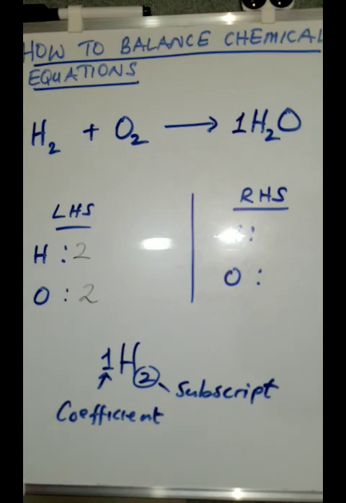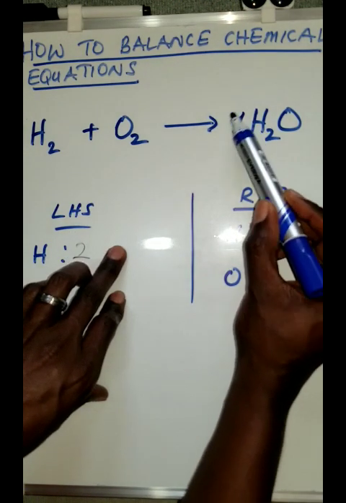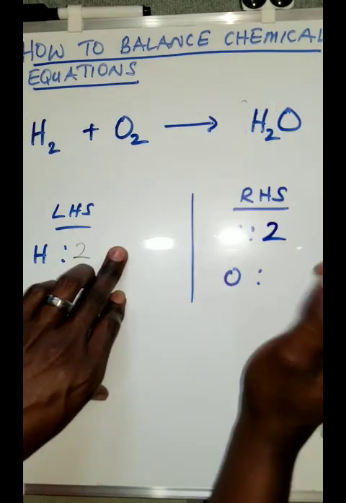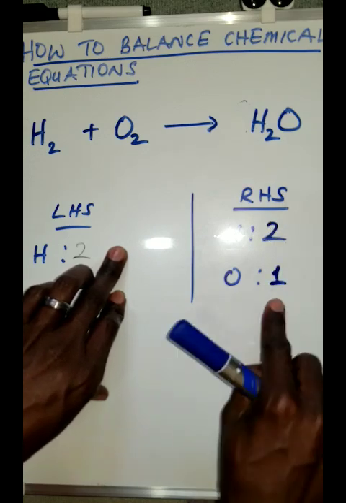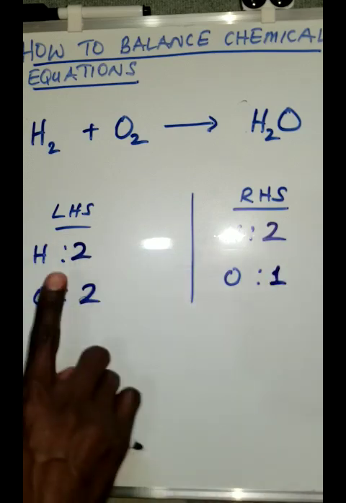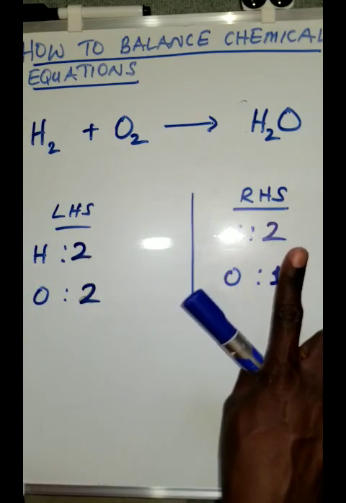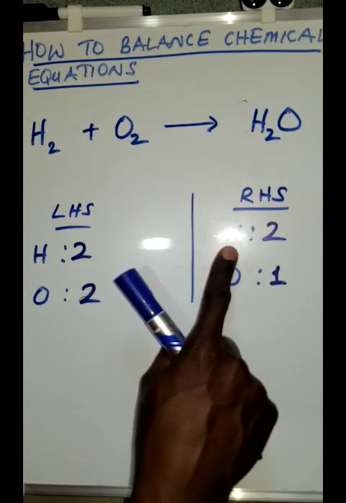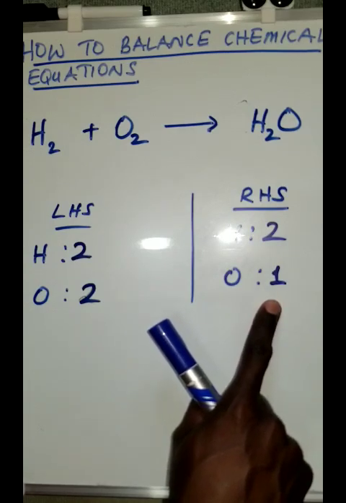In this case, I'm just trying to focus so that I can help you. So remember that 1 is imaginary. So 1 times 2 will still give you a 2. And 1 times 1 gives us only one atom of oxygen. So now, try to compare the number of atoms on the left-hand side and the number of atoms on the right-hand side. You are going to find that hydrogen is balanced, but oxygen is not balanced. So what do we need to do?